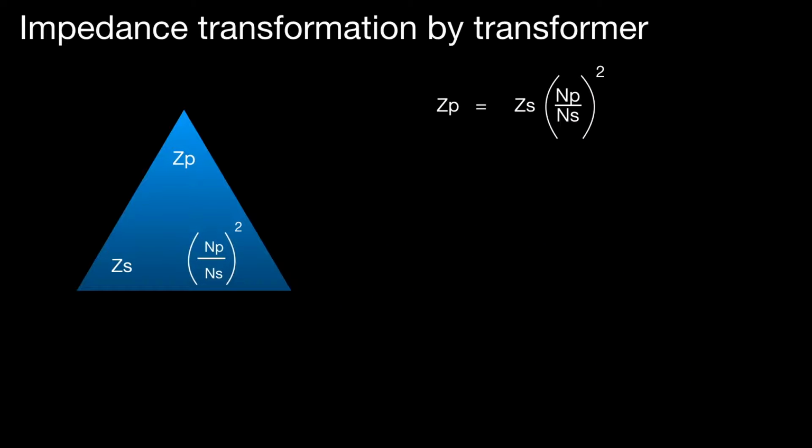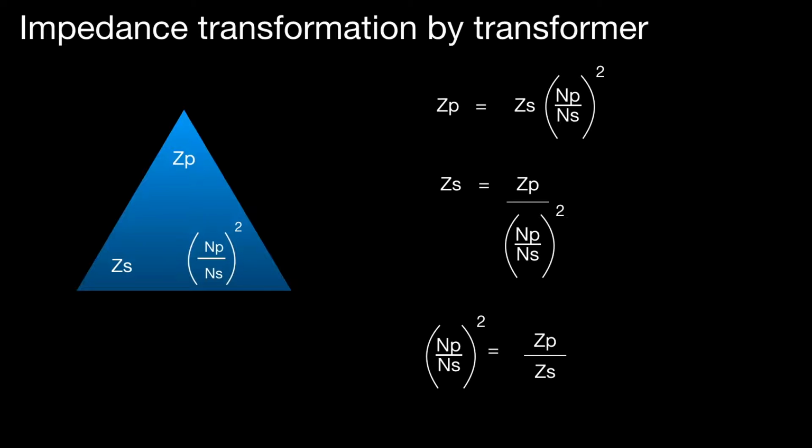So using the formula triangle, we write the form of the formula that you're given in the formula sheet in the exam, ZP equals ZS times NP over NS squared. But if we wanted to have ZS as the subject of the formula, we can simply rearrange it using the triangle by covering up ZS and saying ZS equals ZP divided by NP over NS squared. And you might find this useful. Less usefully, you could also make NP over NS squared the subject of the formula. But in order to solve for one of those turns ratios, I think it would require algebra that is not expected at the advanced course.